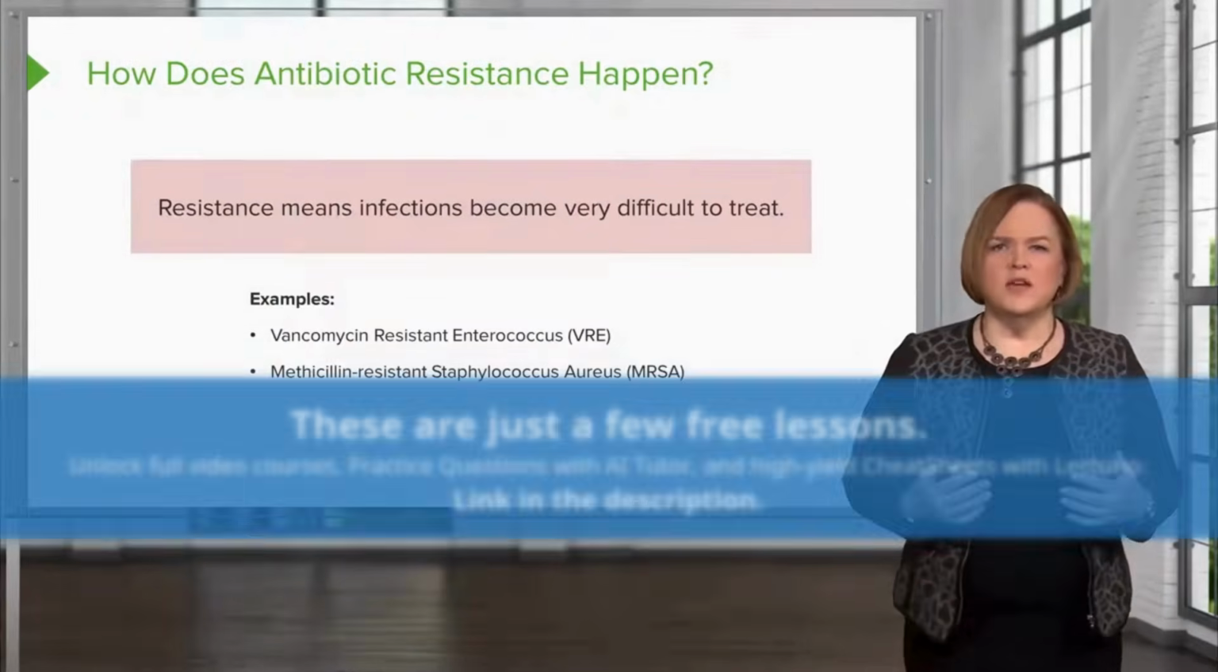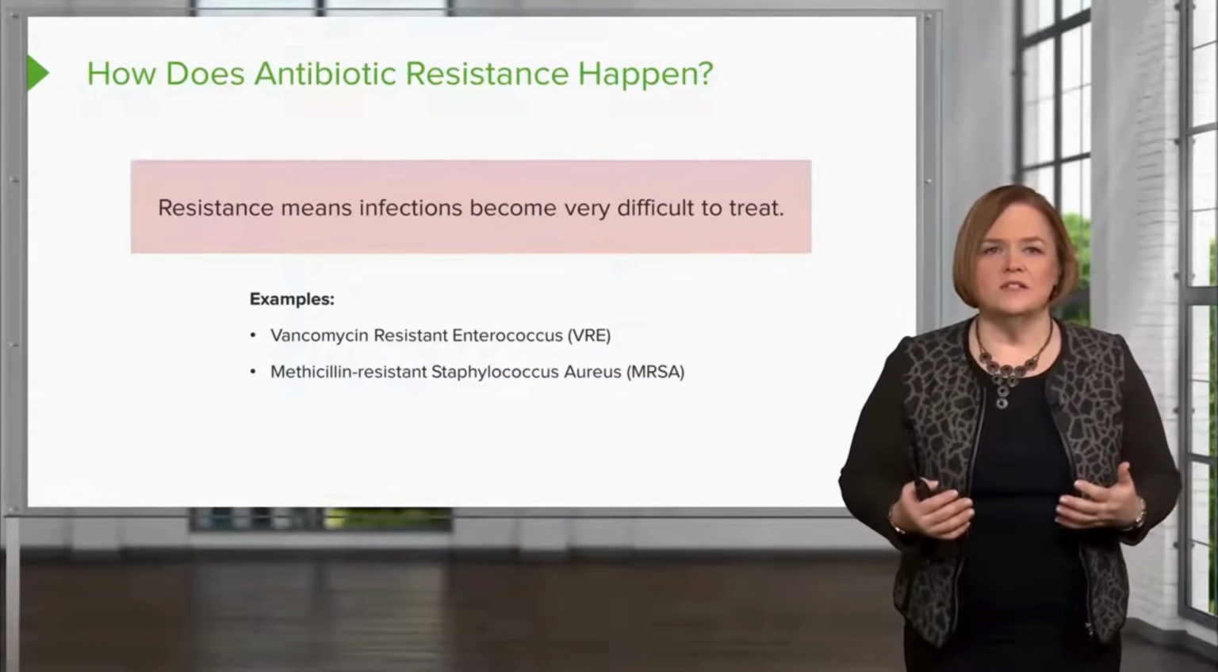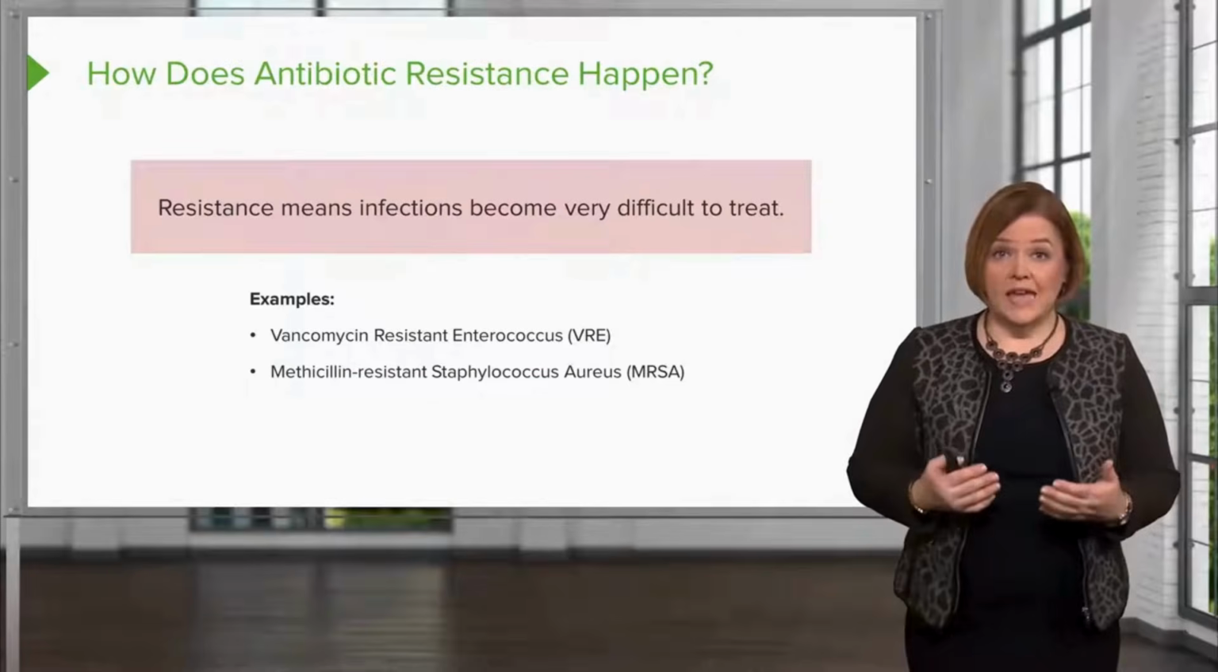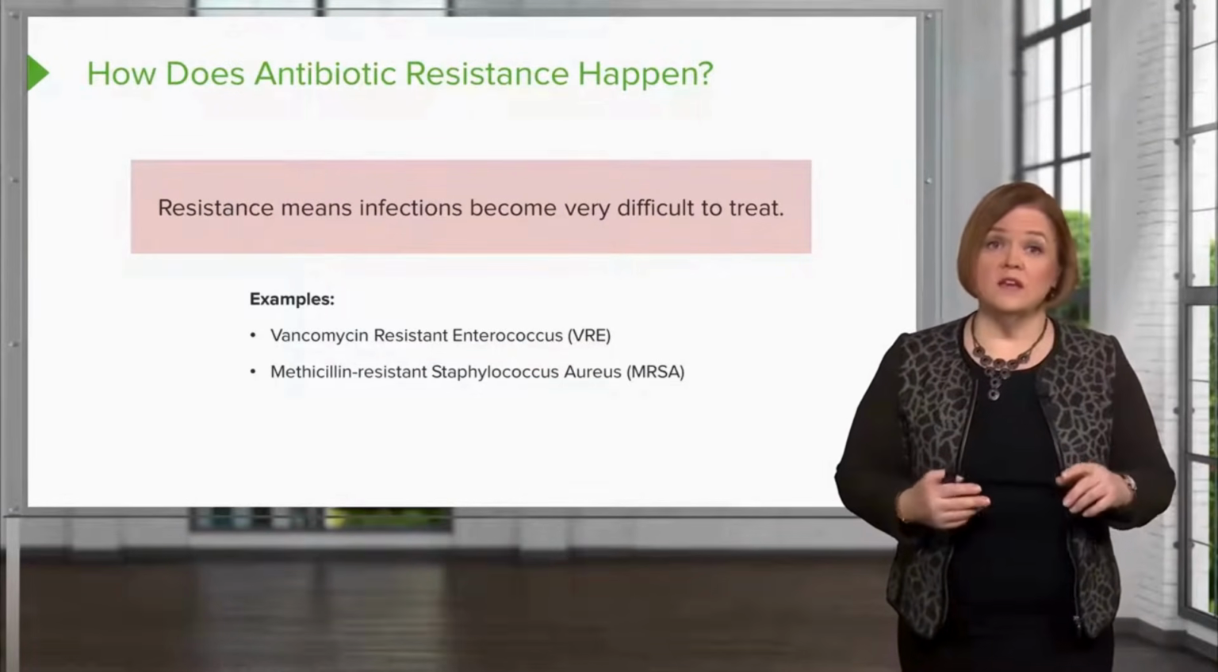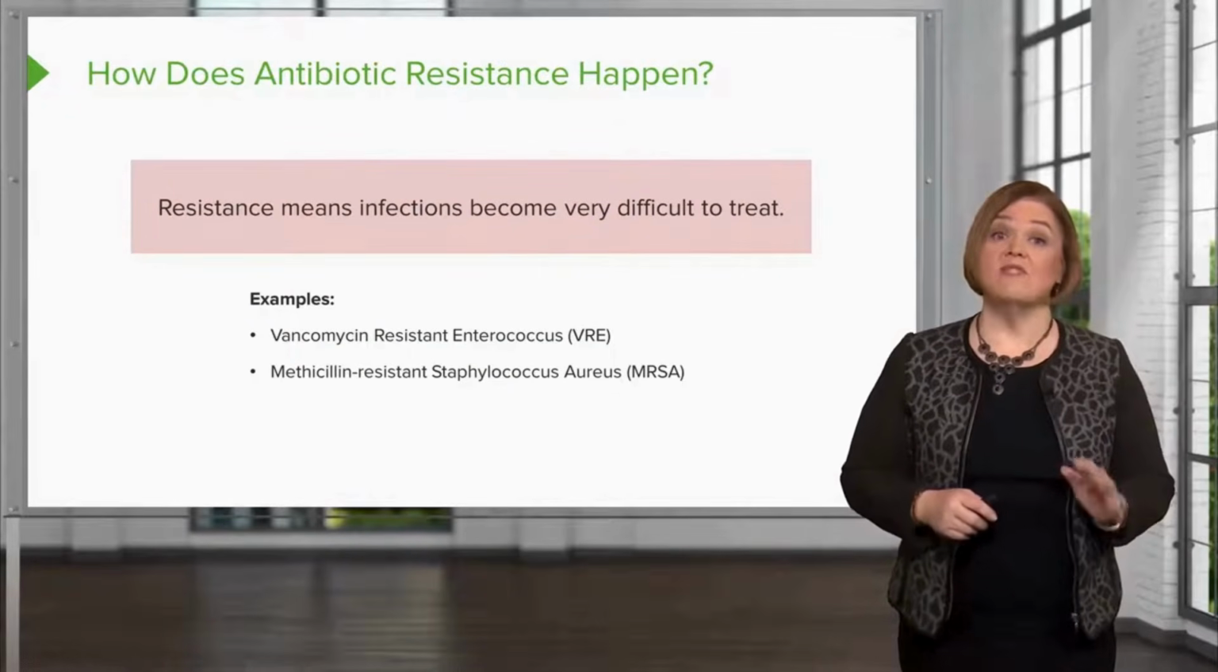So let's walk through that. So how does antibiotic resistance happen? Well, the term antibiotic resistance means you've got an infection that becomes very, very difficult to treat.